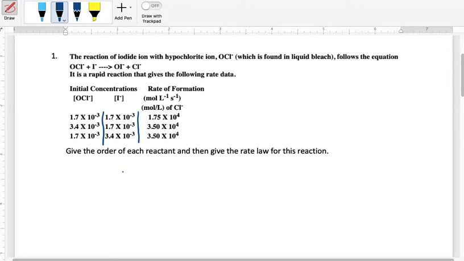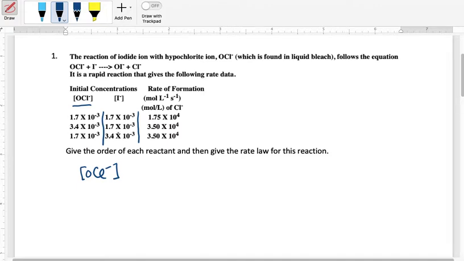All right, so let's determine the reaction order of OCl minus. Let's determine the reaction order for that one first. And so the key here is when you're trying to figure out the order for one of them, you've got to make sure the other one does not change. To figure out the order for it, it has to be changing, but the other one can't, because we're trying to figure out OCl, so we want to make sure that's the only one changing.